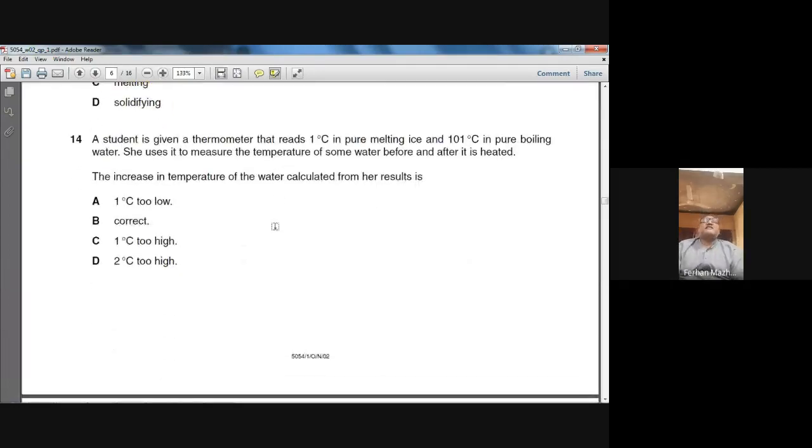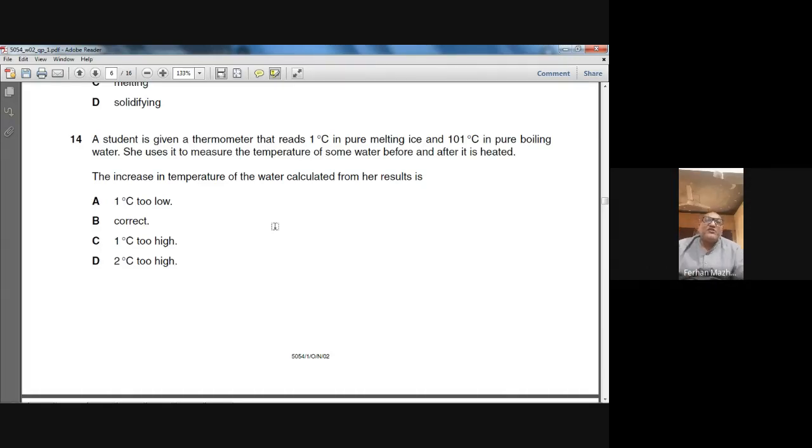It says a student is given a thermometer that reads 1 degree centigrade in pure melting ice and 101 degrees centigrade in pure boiling water. She uses it to measure the temperature of some water before and after it is heated. The increase in the temperature of the water calculated from her result is... You see, there is a zero error in this thermometer. 1 degree zero error. It always tells you 1 degree more temperature.